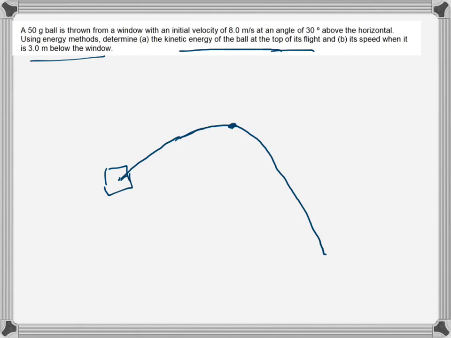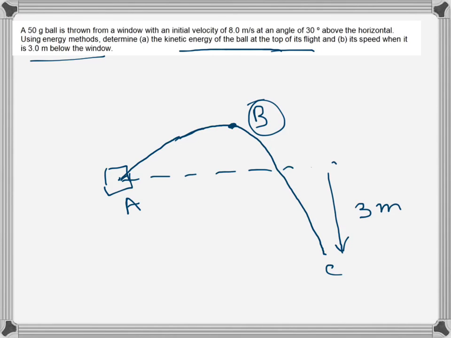Let's call this position A, this position B, and this position C, which is 3 meters below the window. At B we have to find the kinetic energy, and at C we have to find the speed. The only information we have is the initial velocity and the angle, 30 degrees, and we have to use the energy method. That's important.